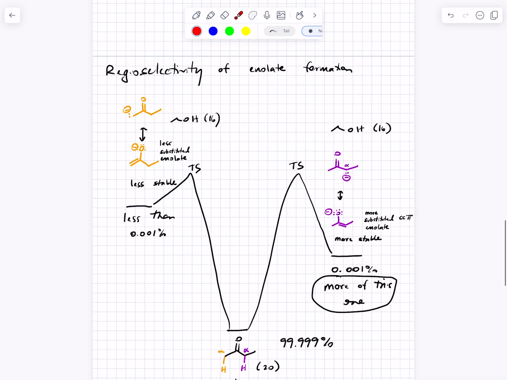Now, next time I'm going to show you how it changes. We're going to keep the enolates in exactly the same place in our energy diagram, but I'll show you how it changes when we use a different base and how that results in a different outcome.